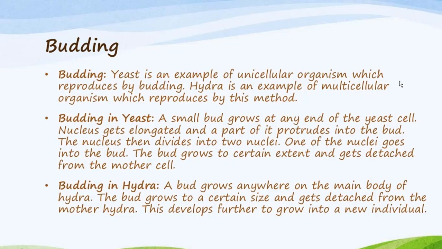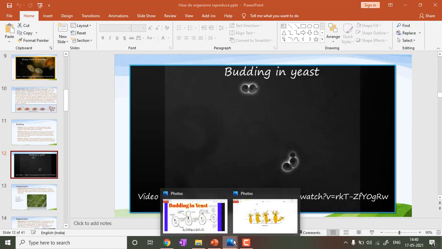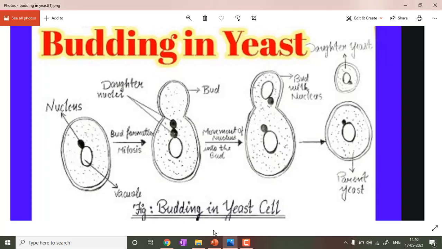So, budding basically occurs in unicellular as well as multicellular organisms. We are going to see both these examples. Yeast is an example of a unicellular organism reproducing by budding, whereas Hydra is an example of a multicellular organism reproducing by the process of budding. What is the difference between the two? Let's find out. I'll just share one image with you. Now, this diagram is very important. You have to draw this diagram.